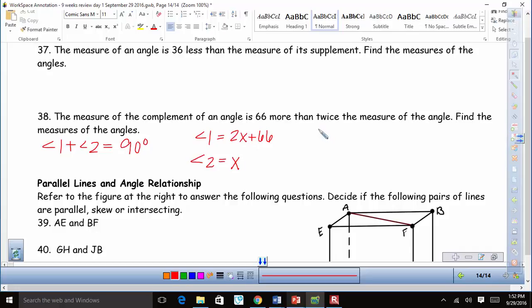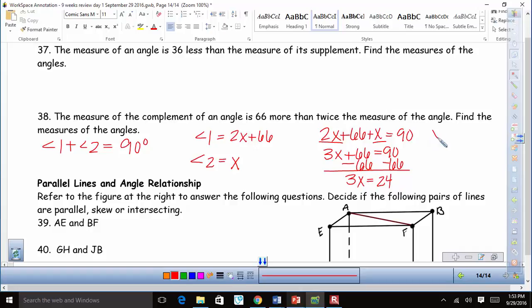Okay? Now, to find both angles, we would have to do our first angle plus our second angle equals 90. So we do 2x plus 66 plus x equals 90. We combine our like terms. So 2x and x give me 3x plus 66 equals 90. We would also subtract 66. That would give me 3x equals 24. To find x, we would divide both sides by 3. And x would equal 8. So one of my angles is 8 degrees.